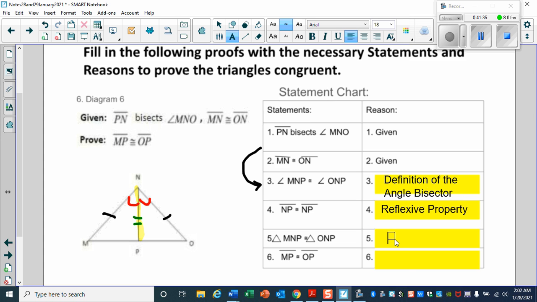And then from there, angle MNP and ONP are marked 1 arc and 2 arcs. And that's because we have a side angle side. And then of course, since we have two triangles that are congruent, now we can say that MP is congruent to OP. But that's after.